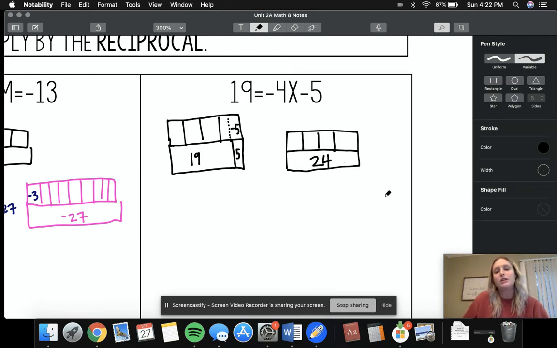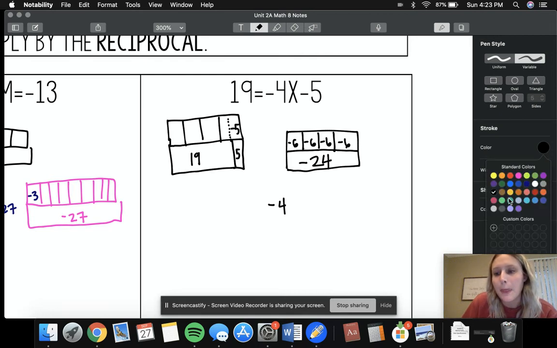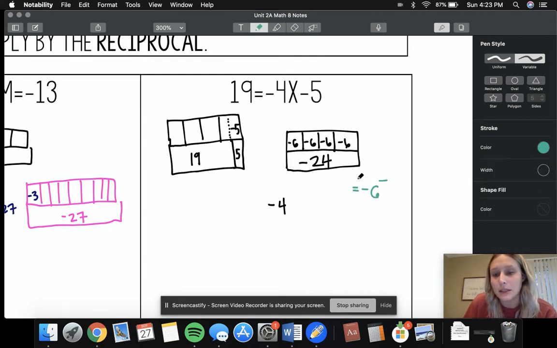Okay, so now sometimes it's kind of hard with this visual to see that there are -4x's. So what I like to do is if I have -4x's and it's equal to a positive number, I'm just going to think to myself, okay, what if it was -24? Okay, and if I have 4x's and they need to be -24, they need to be even. So I'm thinking of the number 6 because 6, 6, 6, 6 makes 24. So then it would have to be -6, -6, -6, and -6. Okay, so my guess is going to be -6.